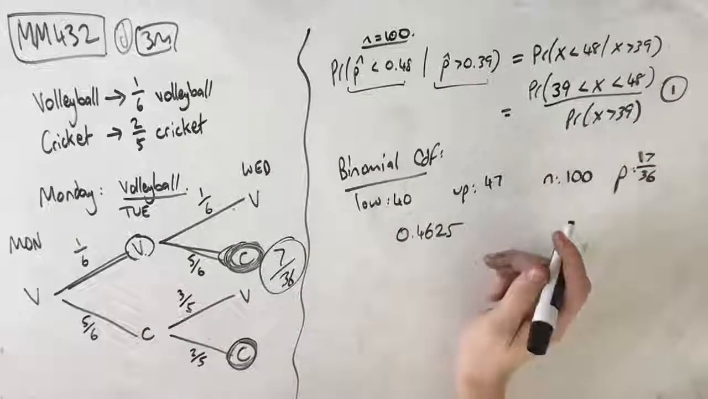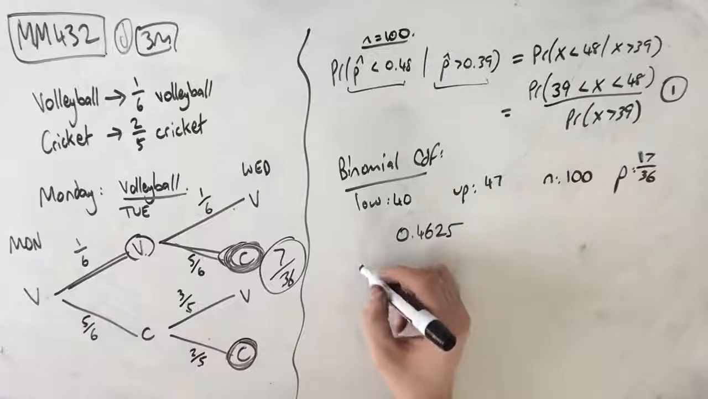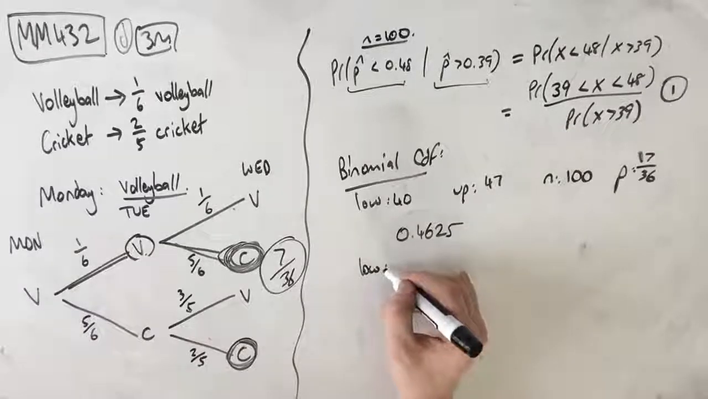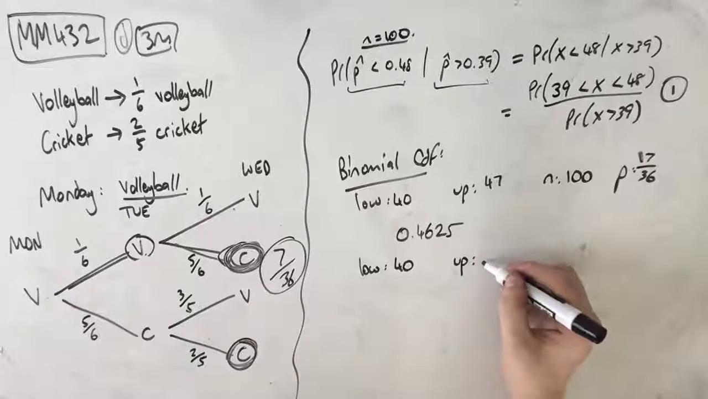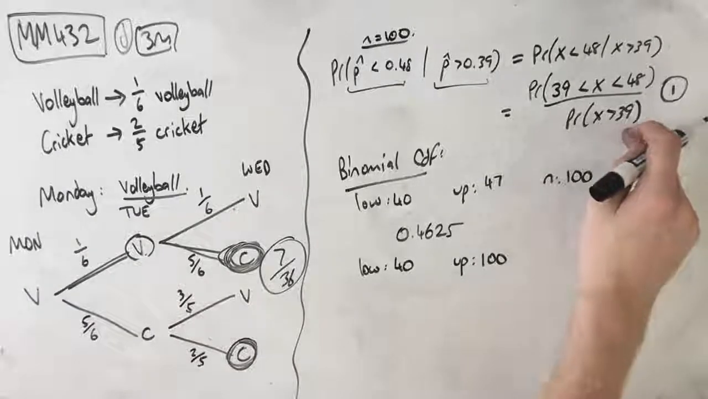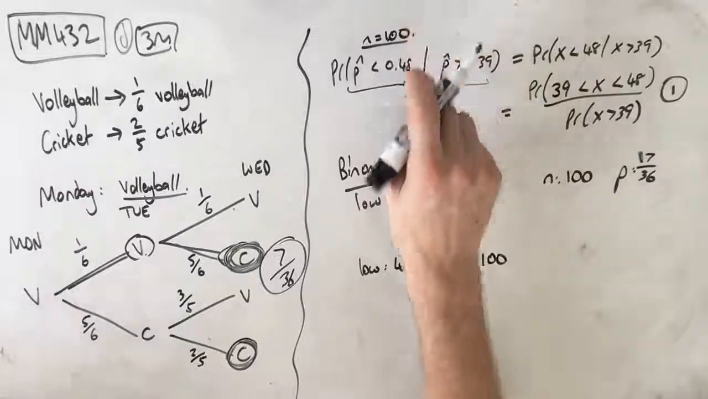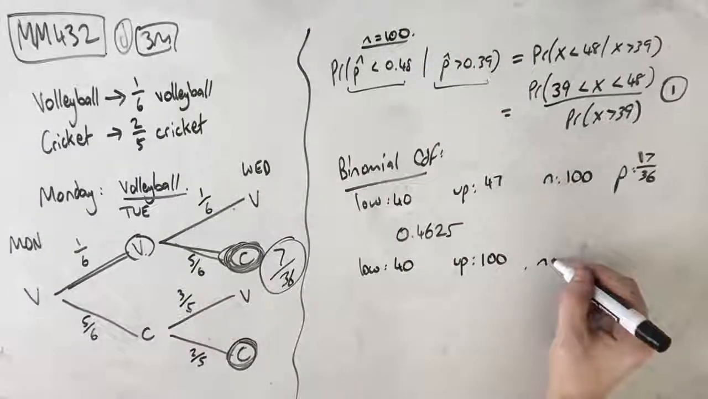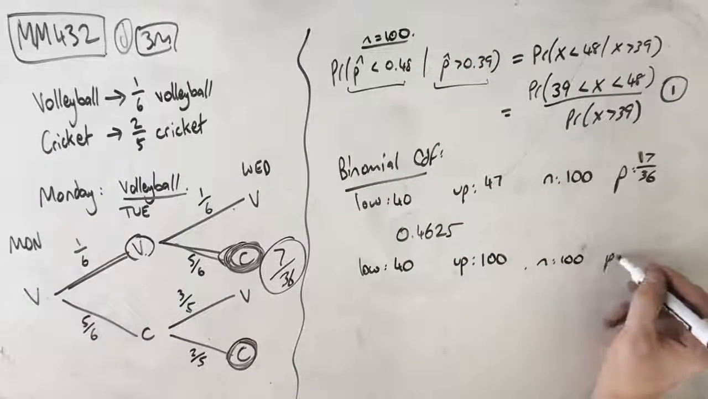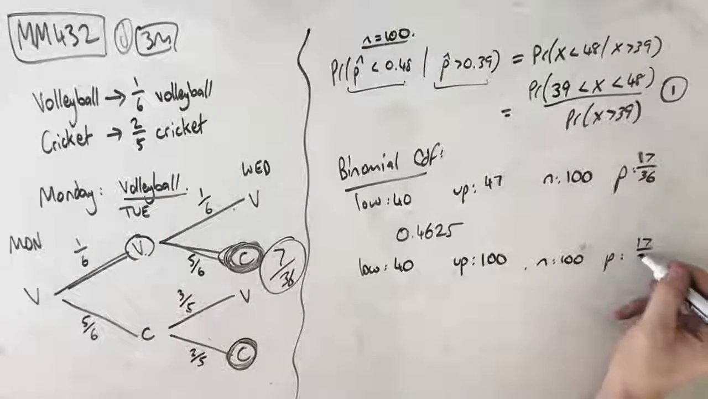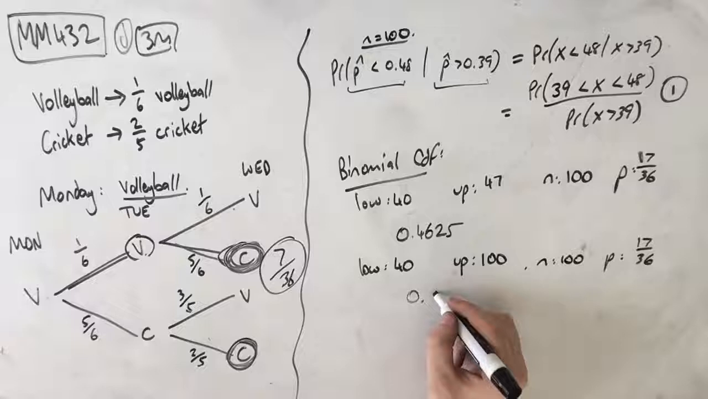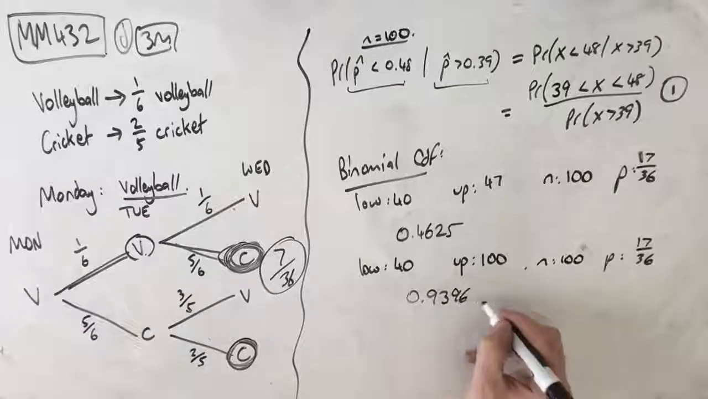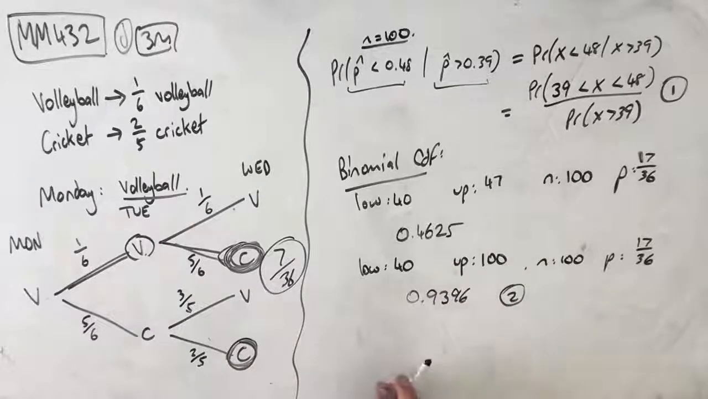So then to find our probability that x is greater than 39, we do the same thing. So we say that lower is equal to 40, upper is equal to 100 this time. We don't have an upper bound, so our natural upper bound is 100. N is 100, and P is, again, 17 on 36. What this spits out is 0.9396. This is our second mark.